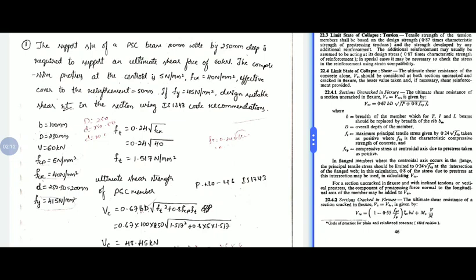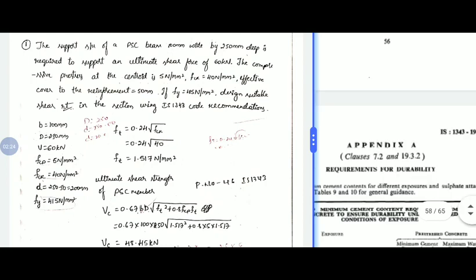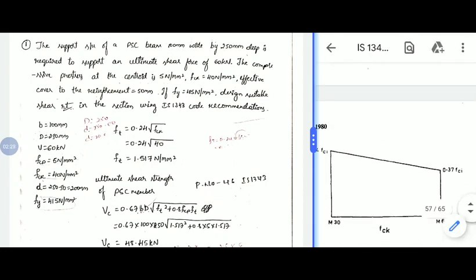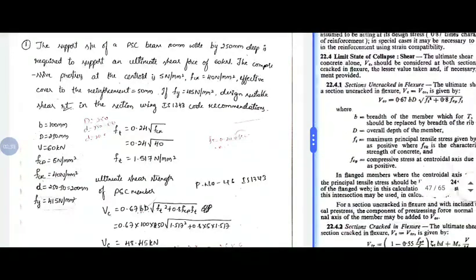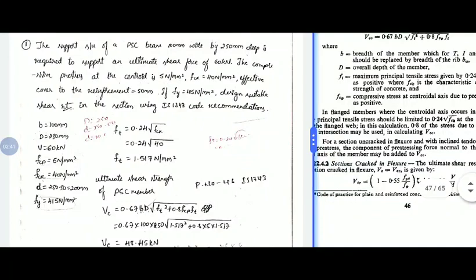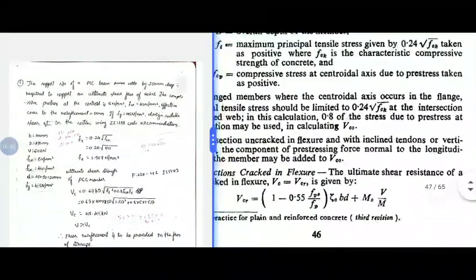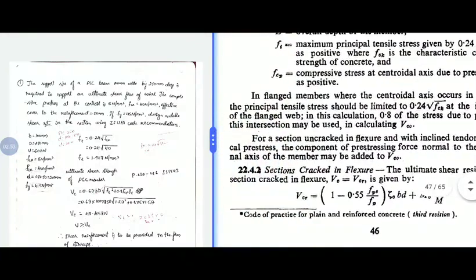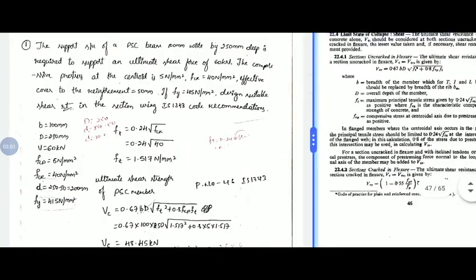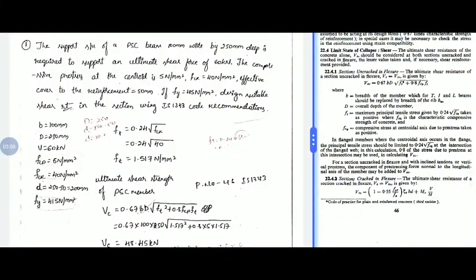So Ft, the tensile strength of concrete, we need to know. For that we have 0.24 root FCK. You have this in the code book, principal tensile stress in concrete, in the code book page number 46, clause 22.4.1. In flanged members where the centroidal axis occurs in the flange, the principal tensile stress should be limited to 0.24 root FCK at the intersection of the flange and web. So that 0.24 root FCK gives you the tensile stress of the member. So that we have calculated here. FCK is 40, by substituting, Ft equals 1.517 Newton per mm square.